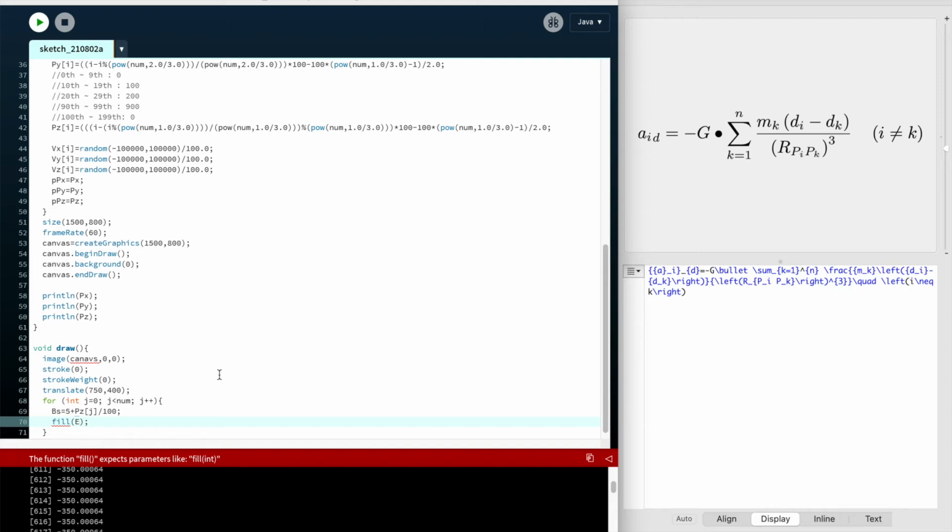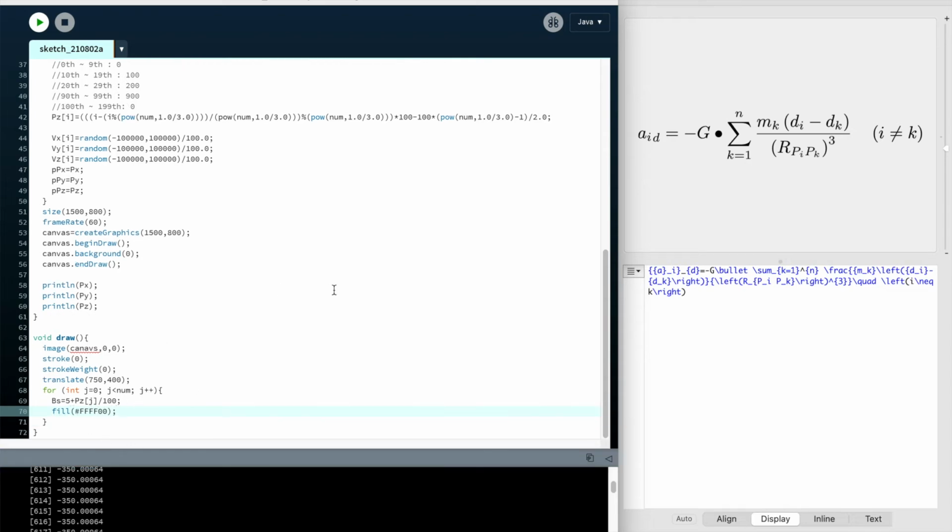And then we fill the ball with yellow. Yellow is RGB FF FF 00, red and green. And then we draw our ellipse or our circle. Because there's no circle, I need to say ellipse. Now here, first of all, the x coordinate is going to be px, of course.